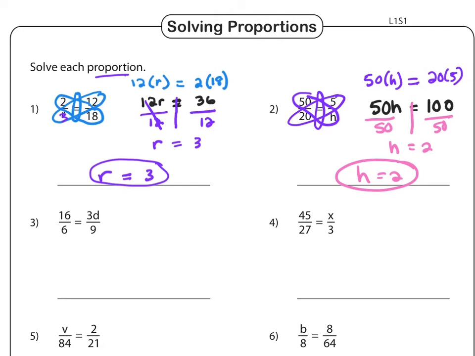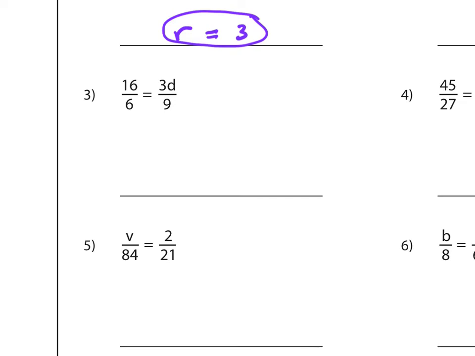Now let's go to number 3. Okay, number 3 has a little bit of a variance in it. You're going to notice that there's a number next to the variable. And I usually like to start with a butterfly wing that has the variable. So I'm going to go ahead and cross multiply, and I'm going to start with this wing. And what that means is 6 times 3d. We'll discuss that in just a minute. Then my butterfly body means, don't forget that equal. Then I have the other wing, 16 times 9, or 9 times 16.